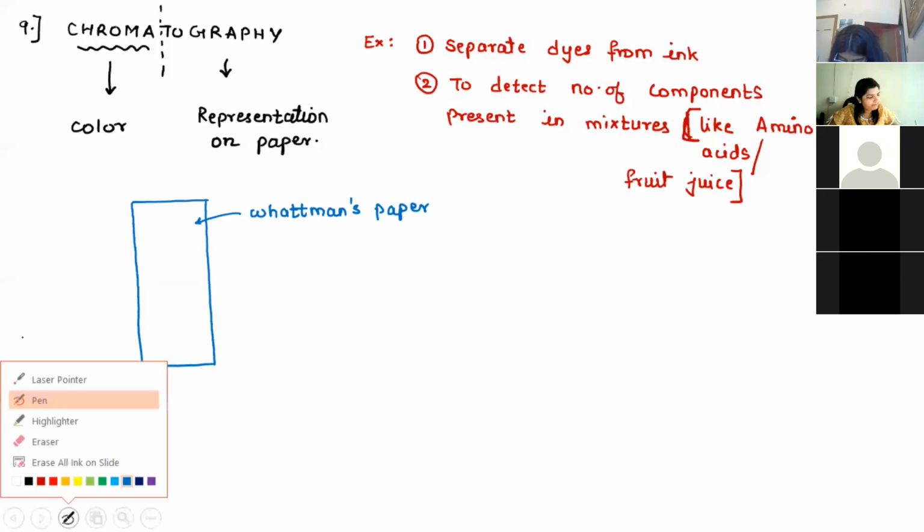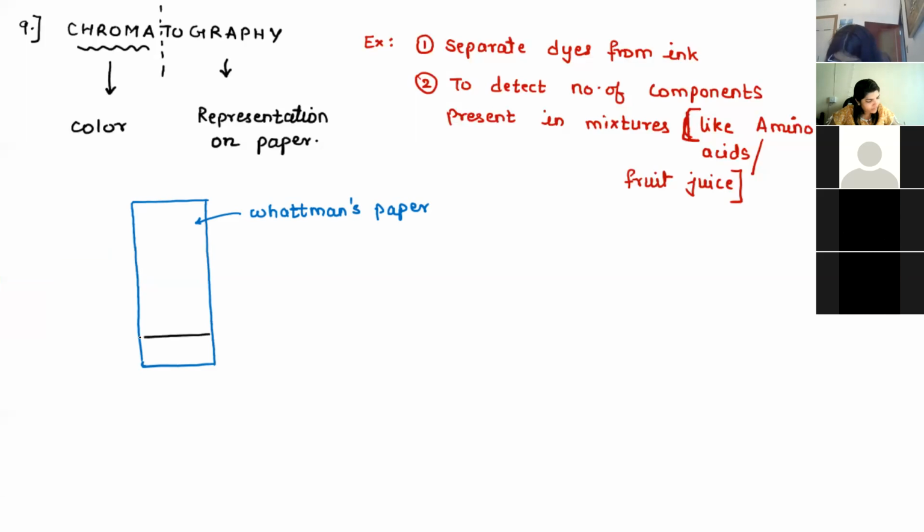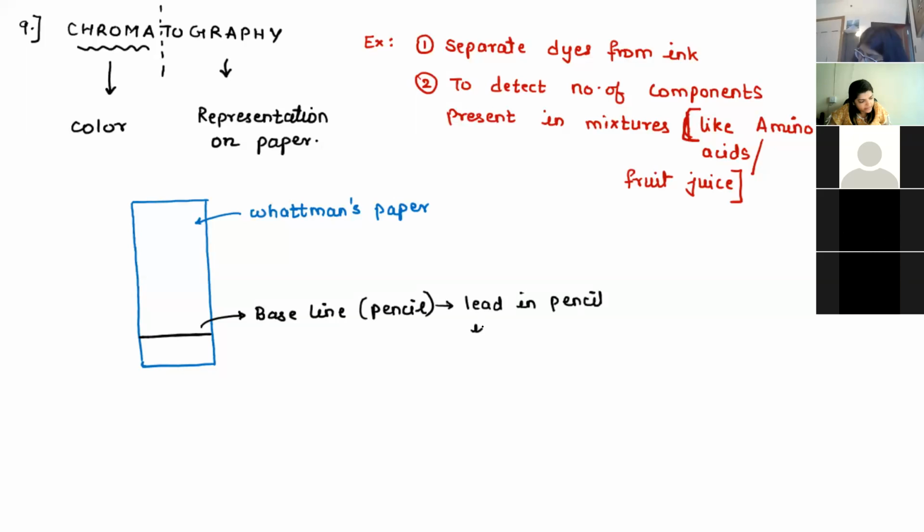Then with the help of a pencil, you will make a baseline. The baseline should be made with a pencil. Reason: the lead present in a pencil is unreactive. That's why you use a pencil. You cannot use a pen, because when you dip it in solvent, the ink might spread. So this is the baseline.